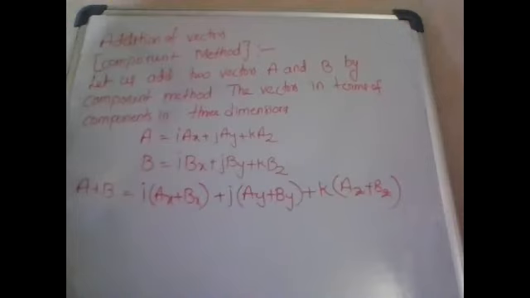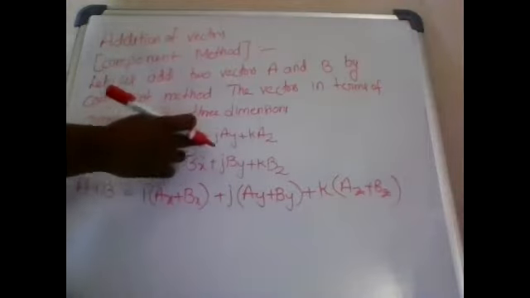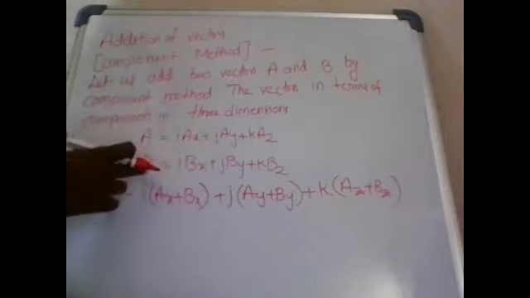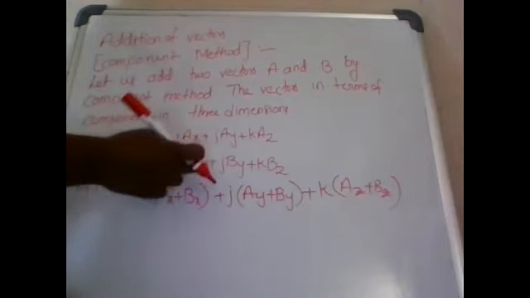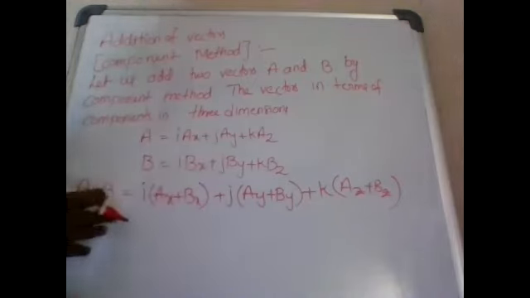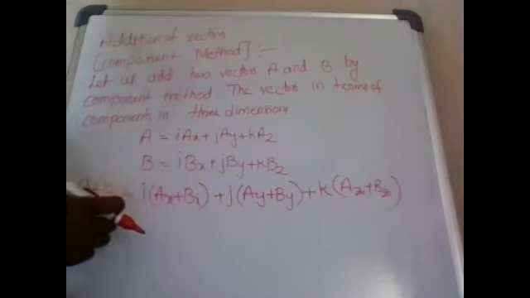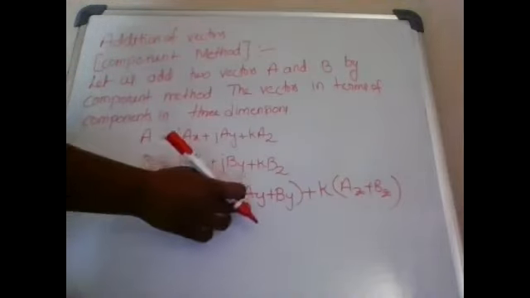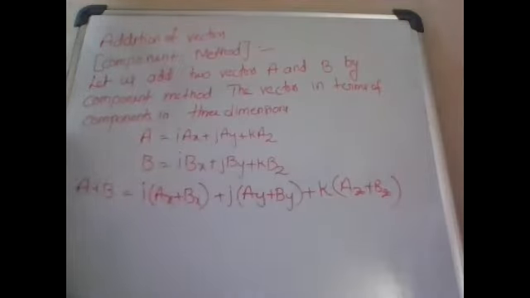Here we are considering two vectors A and B by component method, this addition. So the vector in terms of components in three dimensions with unit vectors i, j, k. So here A plus B, A is in three dimensions, that means three components. B is in three dimensions, that means three components. A plus B equal to, we can write i into A suffix x plus B suffix x plus j into A suffix y plus B suffix y plus k into A suffix z plus B suffix z.